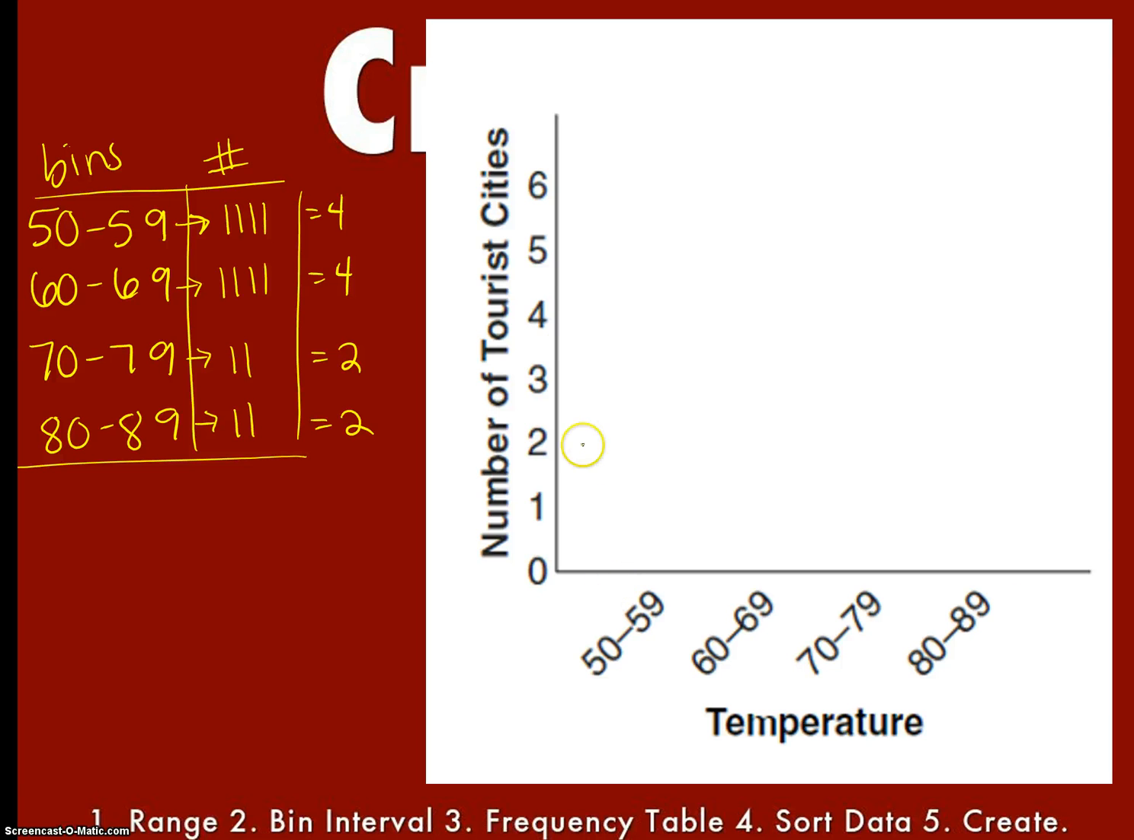From 50 to 59, I have 4. I just changed colors here. So I go up to 4 and draw a line. I want to make sure I try to space these evenly, so my bars are about the same width. Just looks nice. And then 60 to 69, I'm going to continue on with that 4. And then I drop down and I have 2 each for these bins.